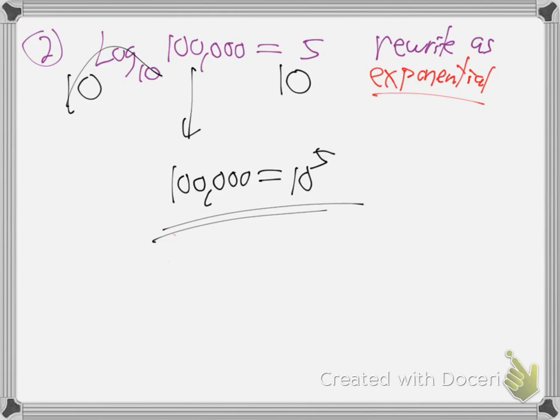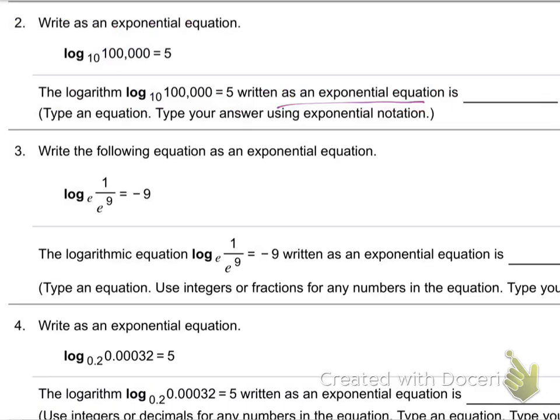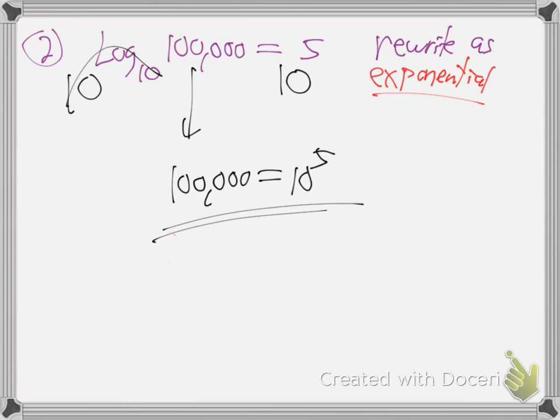Is that good? Let's try another one. What's number 3? Log base e of 1 over e to the 9th is negative 9.